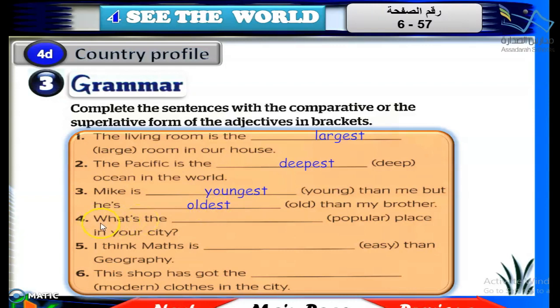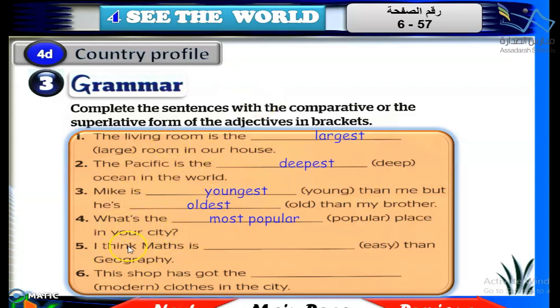Number 4. What's the popular place in your city? Since you have the, we use the, that's it, the superlative. And the superlative form of the adjective popular is, that's it, the most popular.